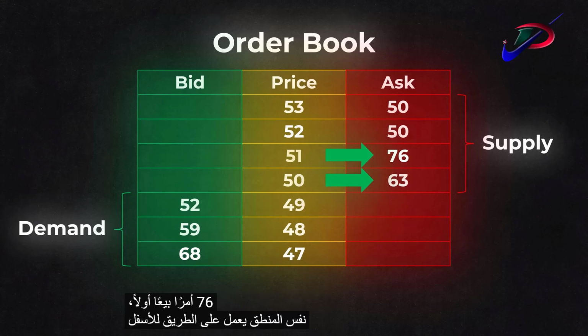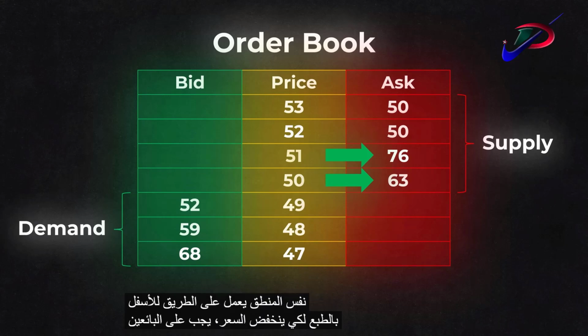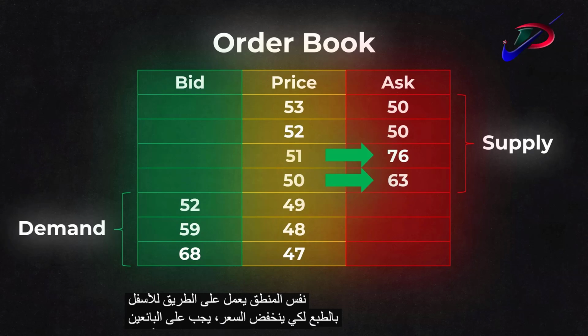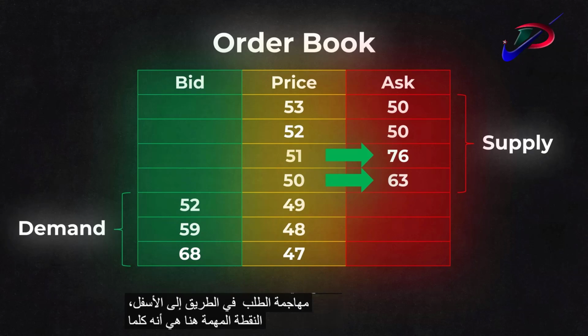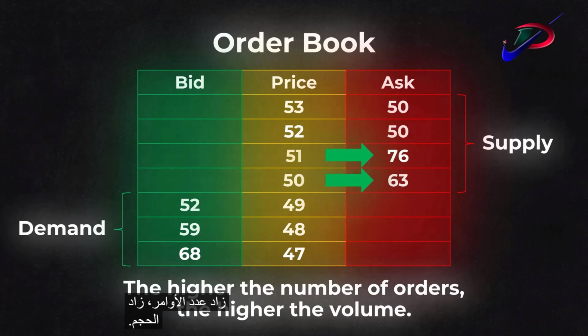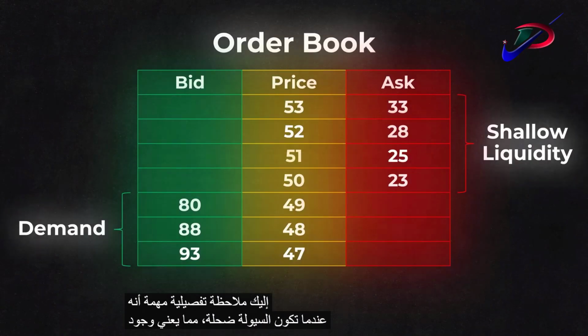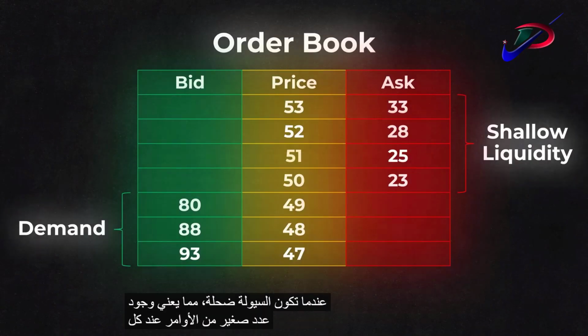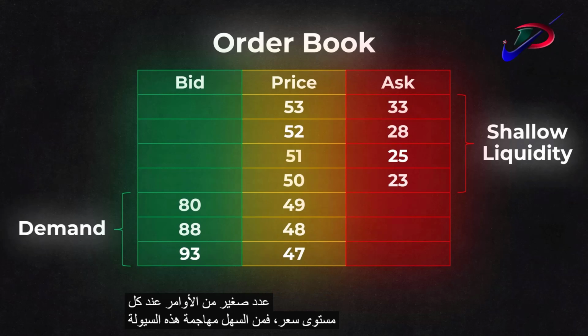The same logic works on the way down, of course. For price to go down, sellers must attack demand on the way down. The important point here is that the higher the number of orders, the higher the volume. Here's one important detail. Notice that when liquidity is shallow, meaning a small number of orders at each price level, it's easy to attack this liquidity.